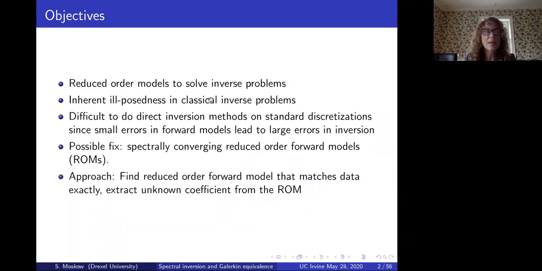And so the approach that we're taking here, with this work and a lot of the other work before this in this area, has been to find reduced order forward models which match the data exactly. So one can take the data and find a forward model that's in a sense the exact right size to match the data exactly. And then the problem transfers to, instead of extracting the unknown coefficient directly from the data, can we extract it from the reduced order model?